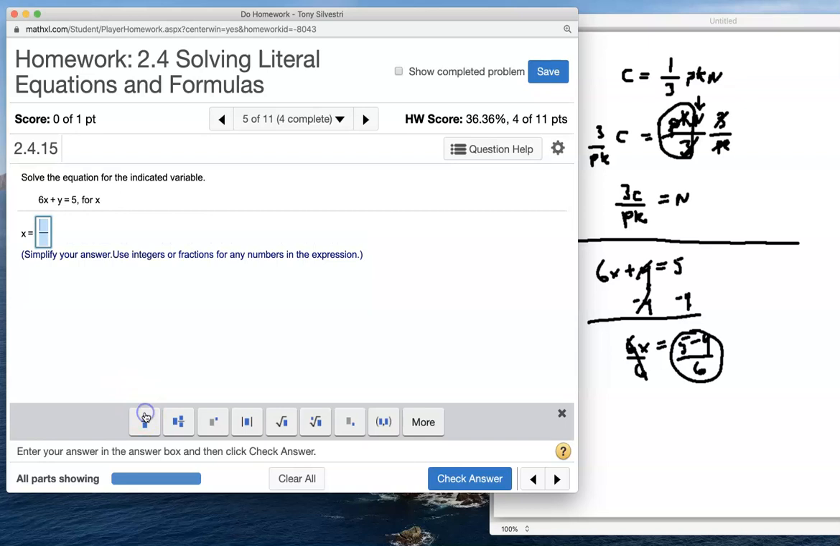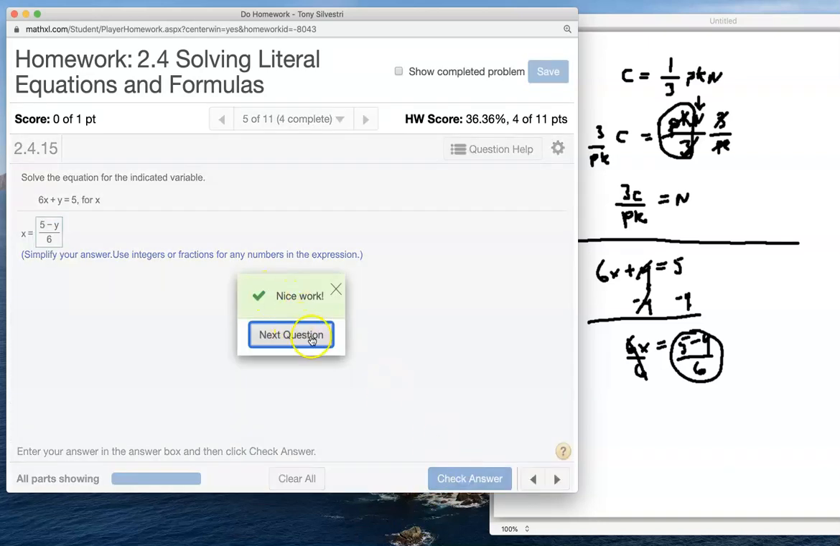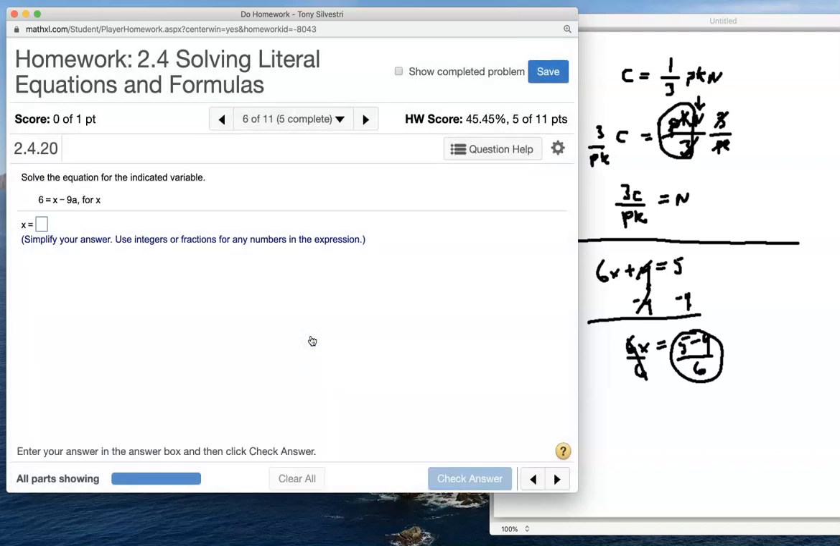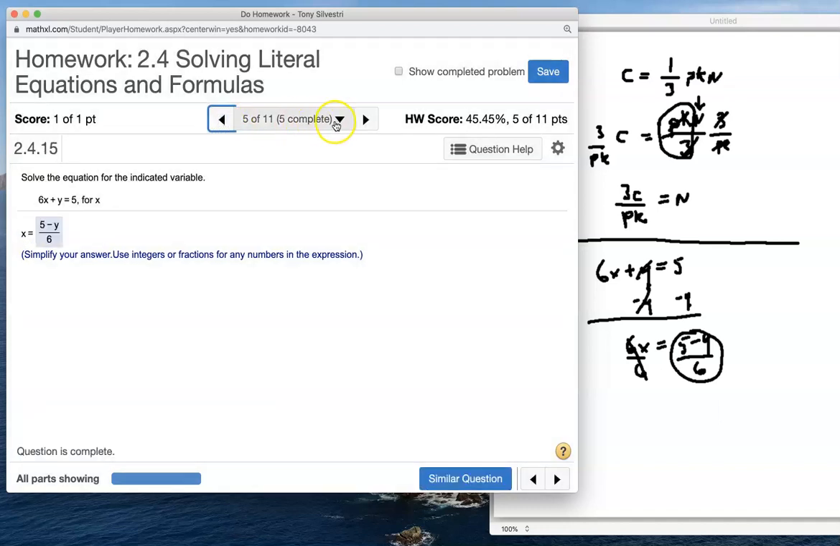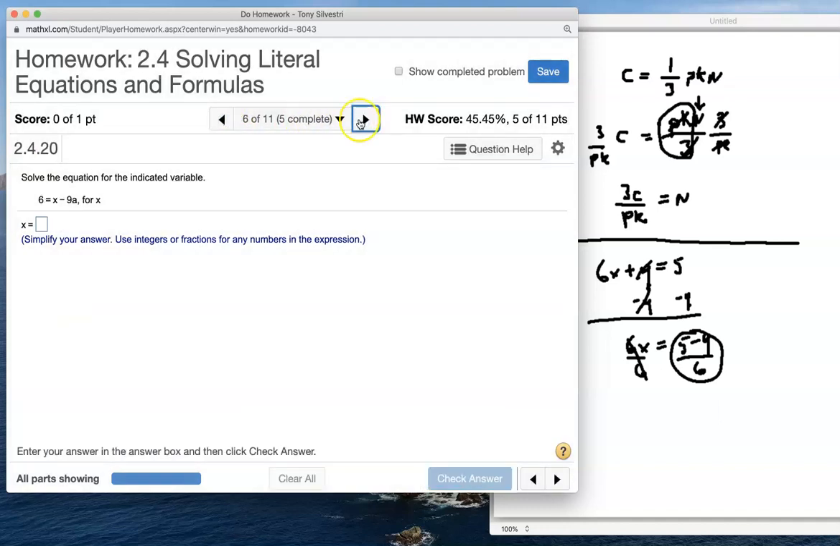Make a fraction. 5 minus y divided by 6. Nice, nice, nice. Wait a second. Didn't I just do that? Oh, no, I thought it was in problem 6. Sorry. Okay. What do you think? Should I let you do that one? Yes, I'm going to let you do this one.